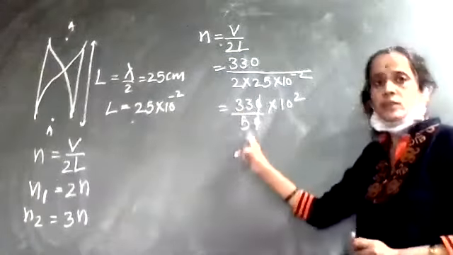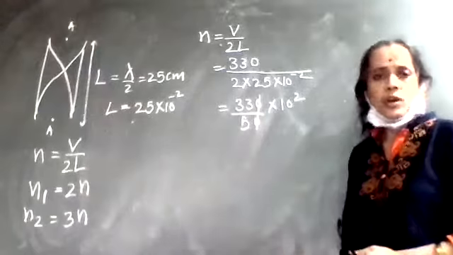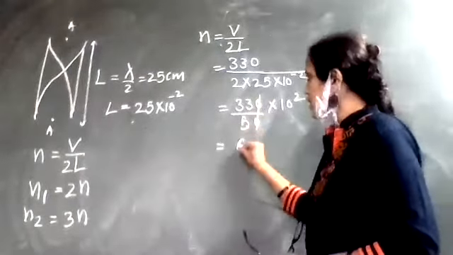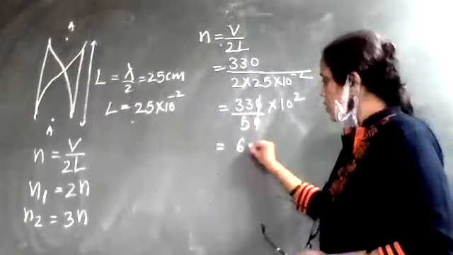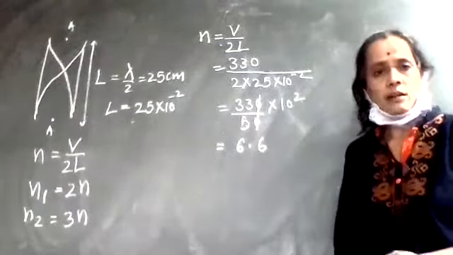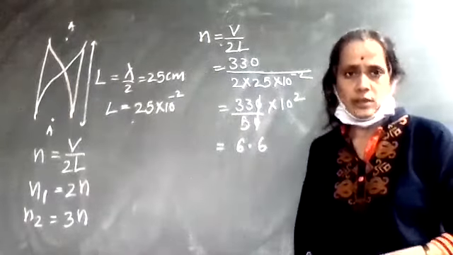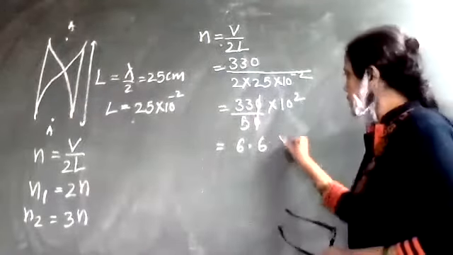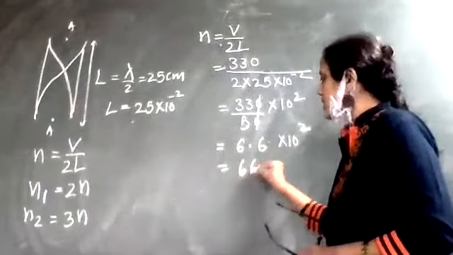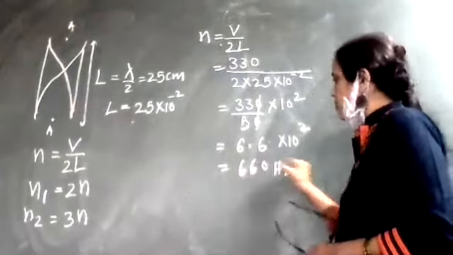Now I'll do this division: 33 upon 5. 5 6s are 30, 3 is remaining, so I'll put the point. Again 5 6s are 30, so it is 6.6 into 10 raised to 2. That means how much am I getting? 660 hertz is nothing but my fundamental frequency.